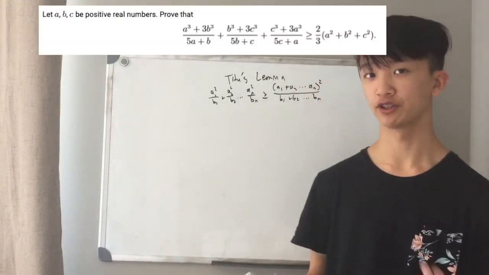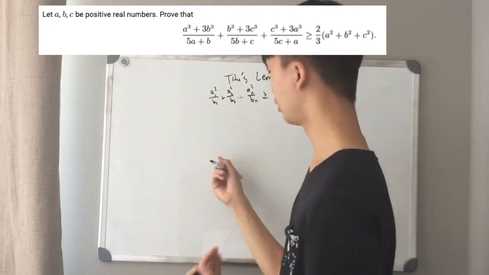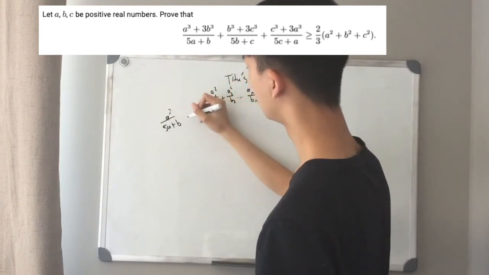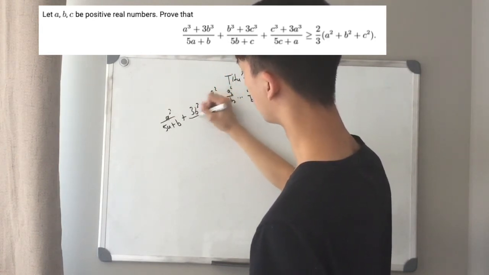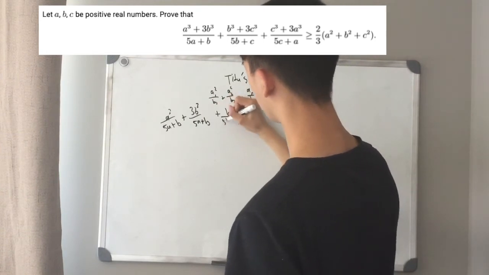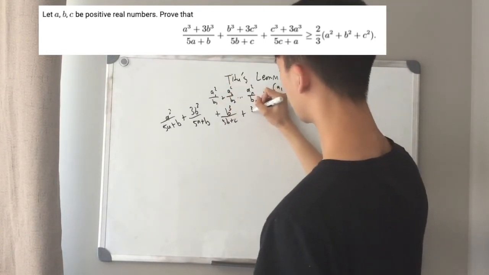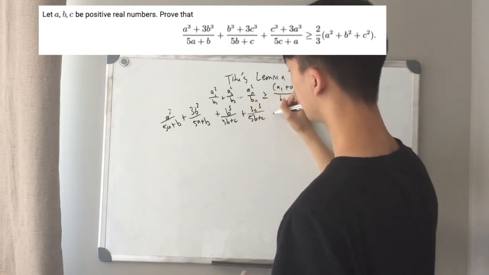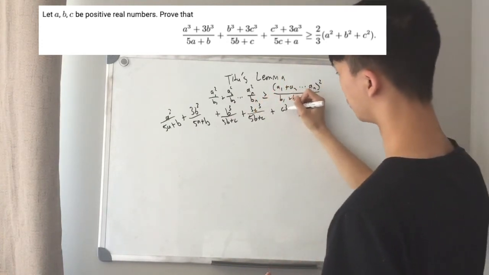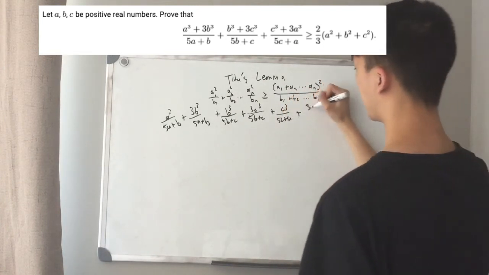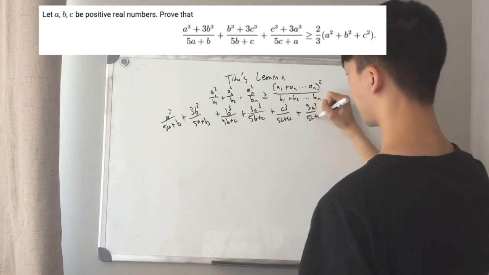And so the first thing we have to do is split the numerators. And so we have a cubed over 5a plus b, plus 3b cubed over 5a plus b, plus b cubed over 5b plus c, plus 3c cubed over 5b plus c, plus c cubed over 5c plus a, plus 3a cubed over 5c plus a.